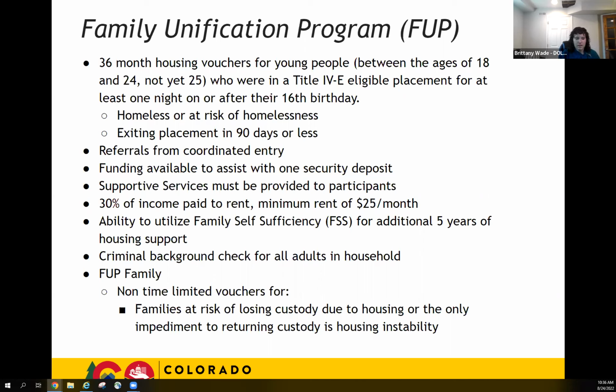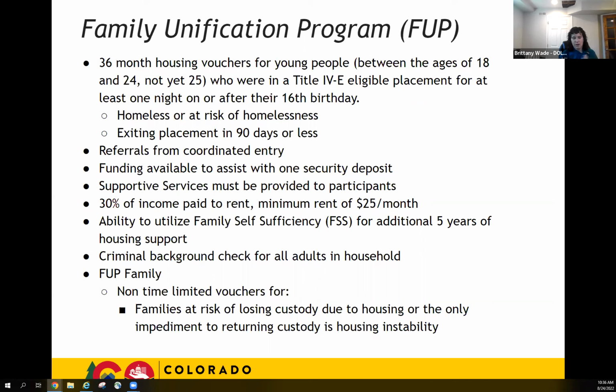So those are things like independent living skills, supporting all of the things that we know someone who is 18 probably needs support with, or that all of us when we were 18 needed support with. So providing that. And then much like the HCV vouchers, 30% of their income is paid toward rent and a minimum of $25 per month. And then our youth FUP participants have the ability to participate in the Family Self-Sufficiency Program, which could be an additional 5 years of housing support.